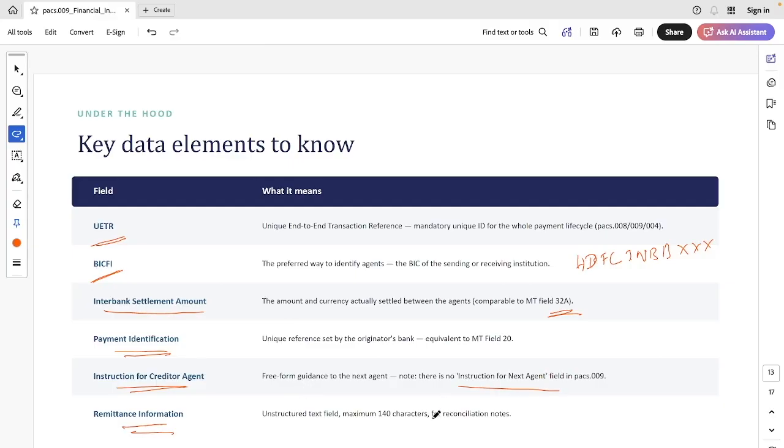It is an unstructured text with a maximum of 140 characters. So when you are reading a pacs.009 XML, try to focus on these key elements first. This will allow you to understand 80% of the message very quickly.